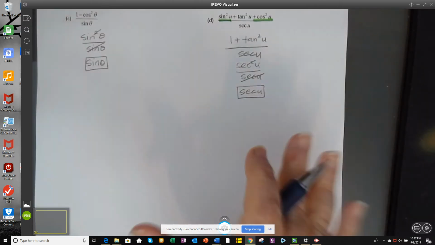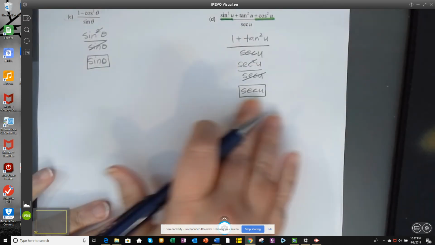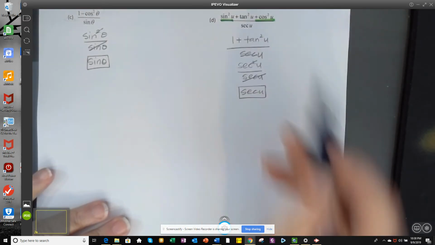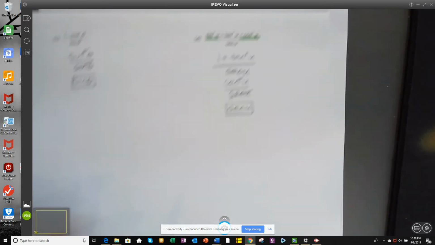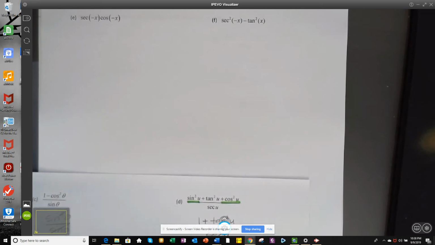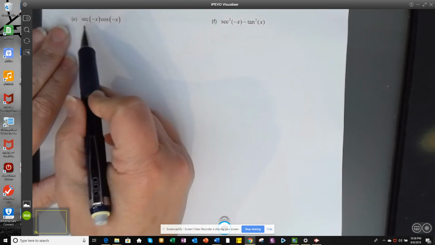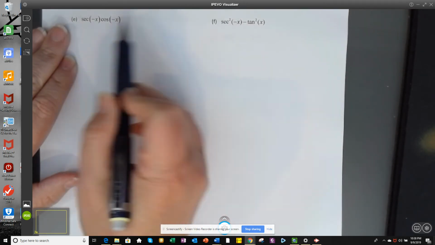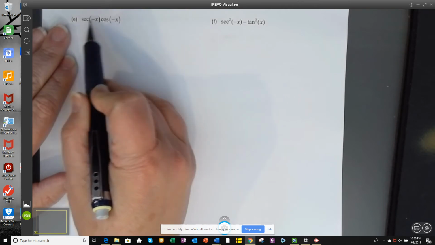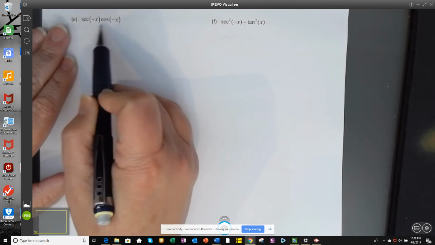So what happens is that once you have these trig identities memorized, you start seeing what you might need to do to make your expressions simpler. All right, let's see. Let's do another one. All right. Now, visually, I'm looking at these two and I'm thinking, well, this might have something to do with evenness and oddness because I have a negative x in here.